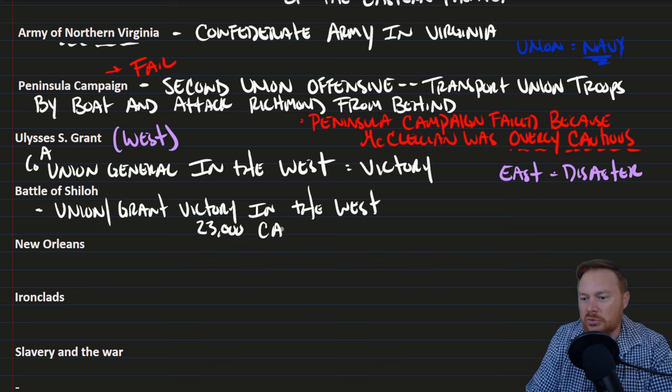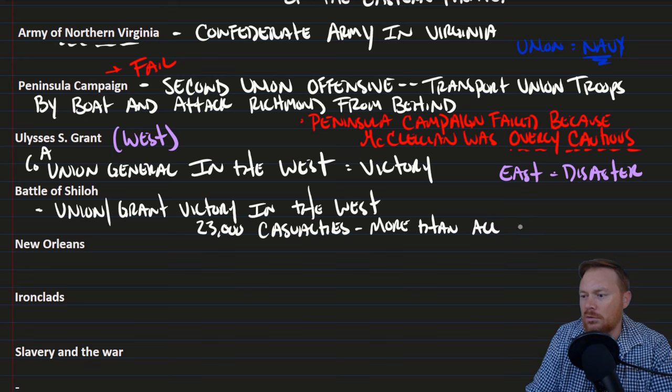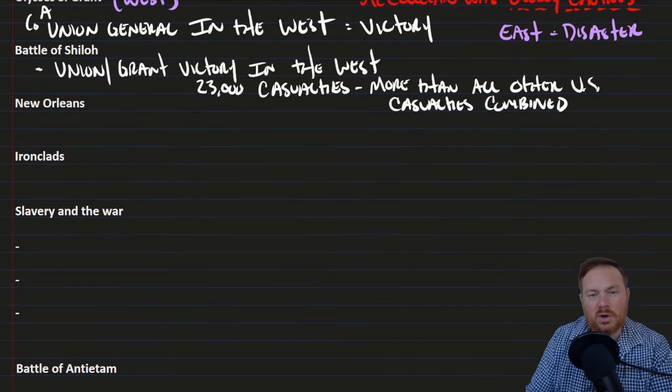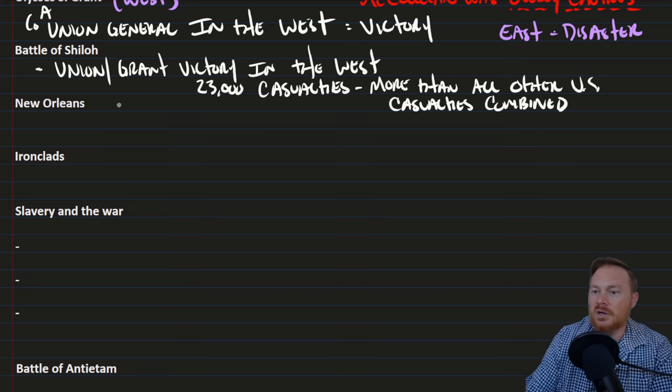23,000 casualties at this battle. And that was more than all other U.S. casualties combined. Meaning that the United States suffered more casualties at one single battle than they did in all of the other wars put together. And that was really giving some insight to the size and scope of this conflict.